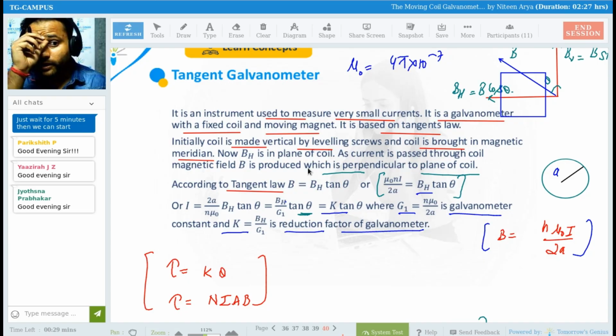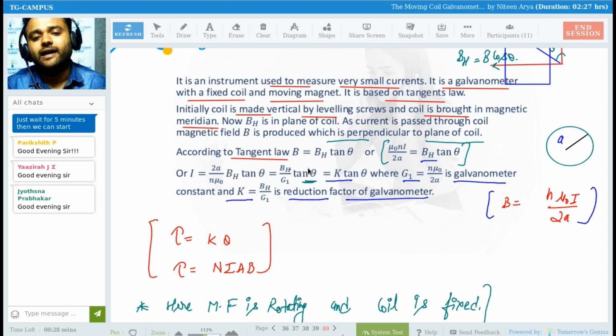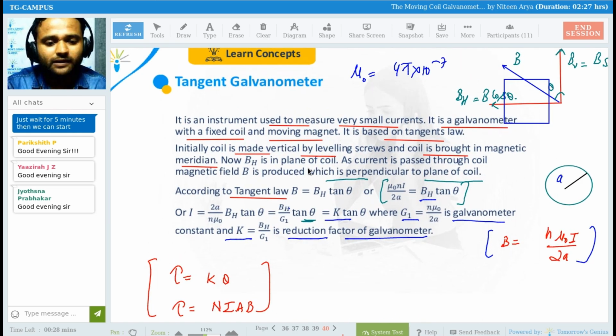In the previous moving coil galvanometer, as its name suggests, coil is going to rotate, and we have two torques, K theta and NIAB. Here, instead of a moving coil, we have a moving magnetic field. Okay, magnetic field is rotating, so we can find that magnetic field B equals BH tan theta, and because B equals mu naught Ni by 2A, finally we have this relation, theta directly proportional to I. So that is why we are doing everything.